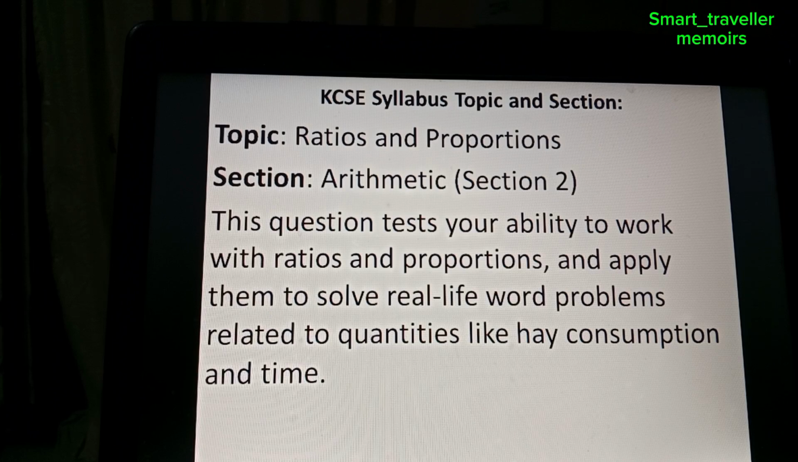If you look at the KCSE syllabus, the topic is ratio and proportions, and the section is arithmetic. This question tests your ability to work with ratios and proportions and apply them to solve real-world problems related to quantities like hay consumption and time.